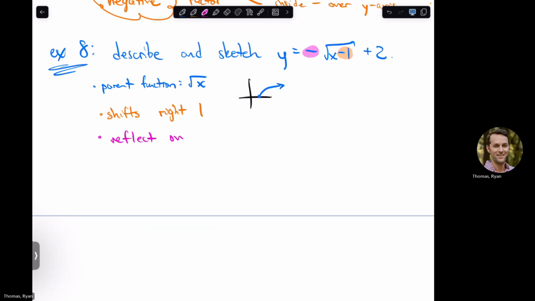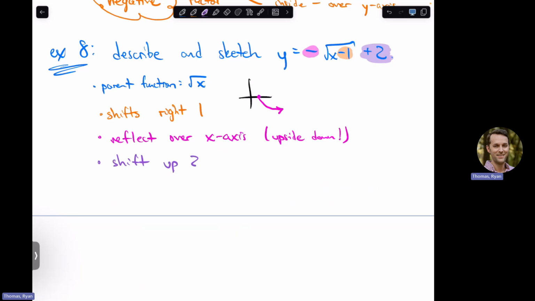So we reflect over the x-axis, which again means it's going to look upside down, right? Now we have a thing that looks like that. And then the only thing left would be the plus 2. What does that plus 2 on the outside do? Shift up 2. Which would look something like that. Something along those lines.